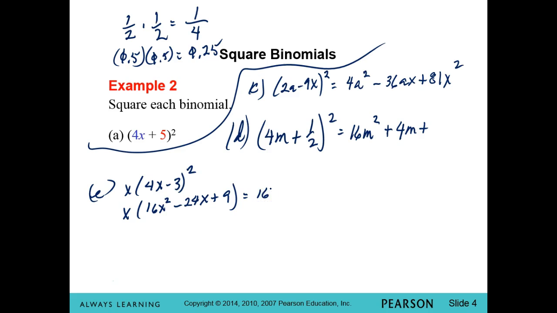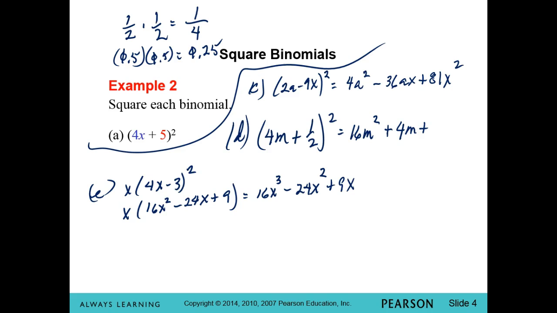16x cubed minus 24x squared plus 9x. Got it. Way to go. Distribute this x across each term in your trinomial. Yes? 16x, oh, okay, I see how we got it.